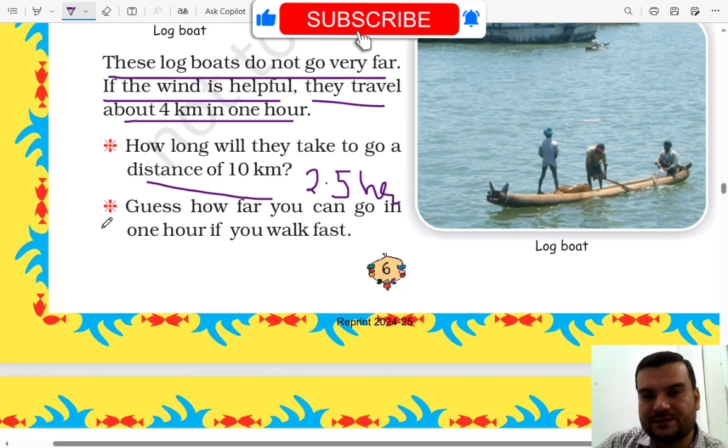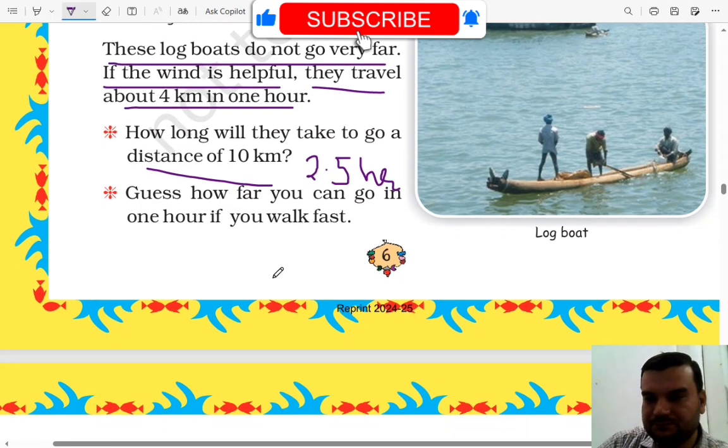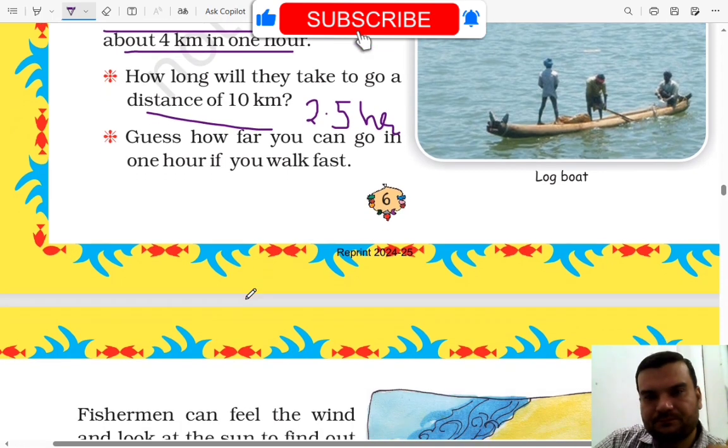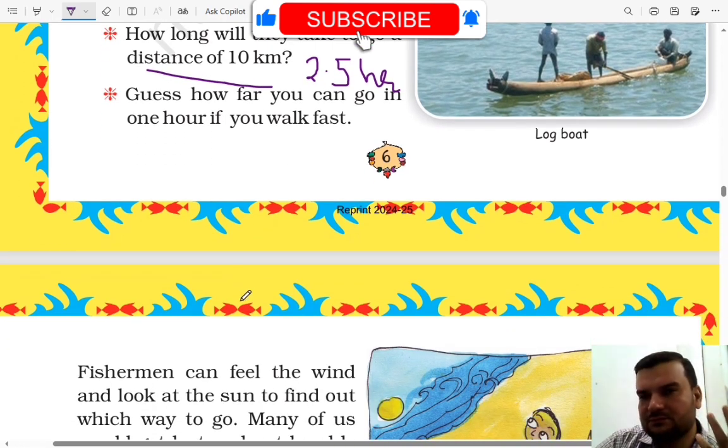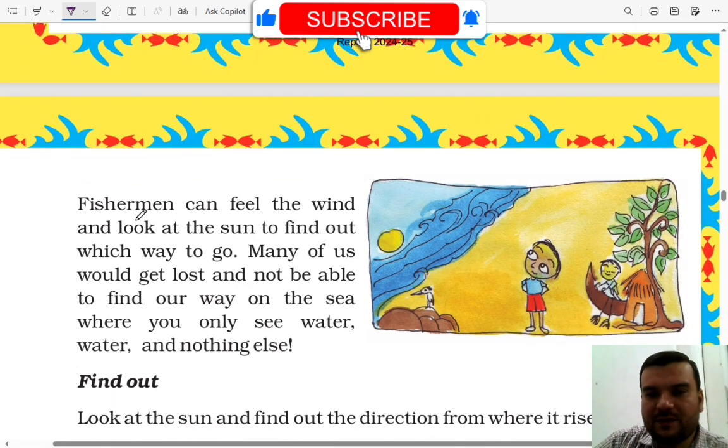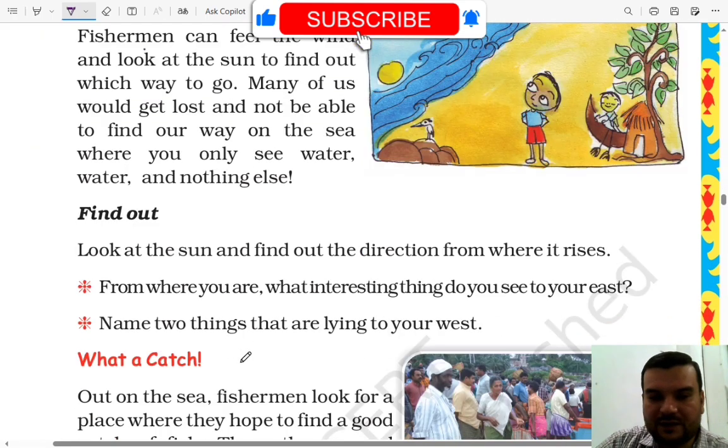Next, guess how far you can go in 1 hour if you walk fast. You have to guess it. If you walk fast, you may go somewhere around 8 or 10 kilometers. Fishermen can feel the wind and look at the sun to find out which way to go. Many of us would get lost and not be able to find our way on the sea. Where do you see water? Water, nothing else. Find out.